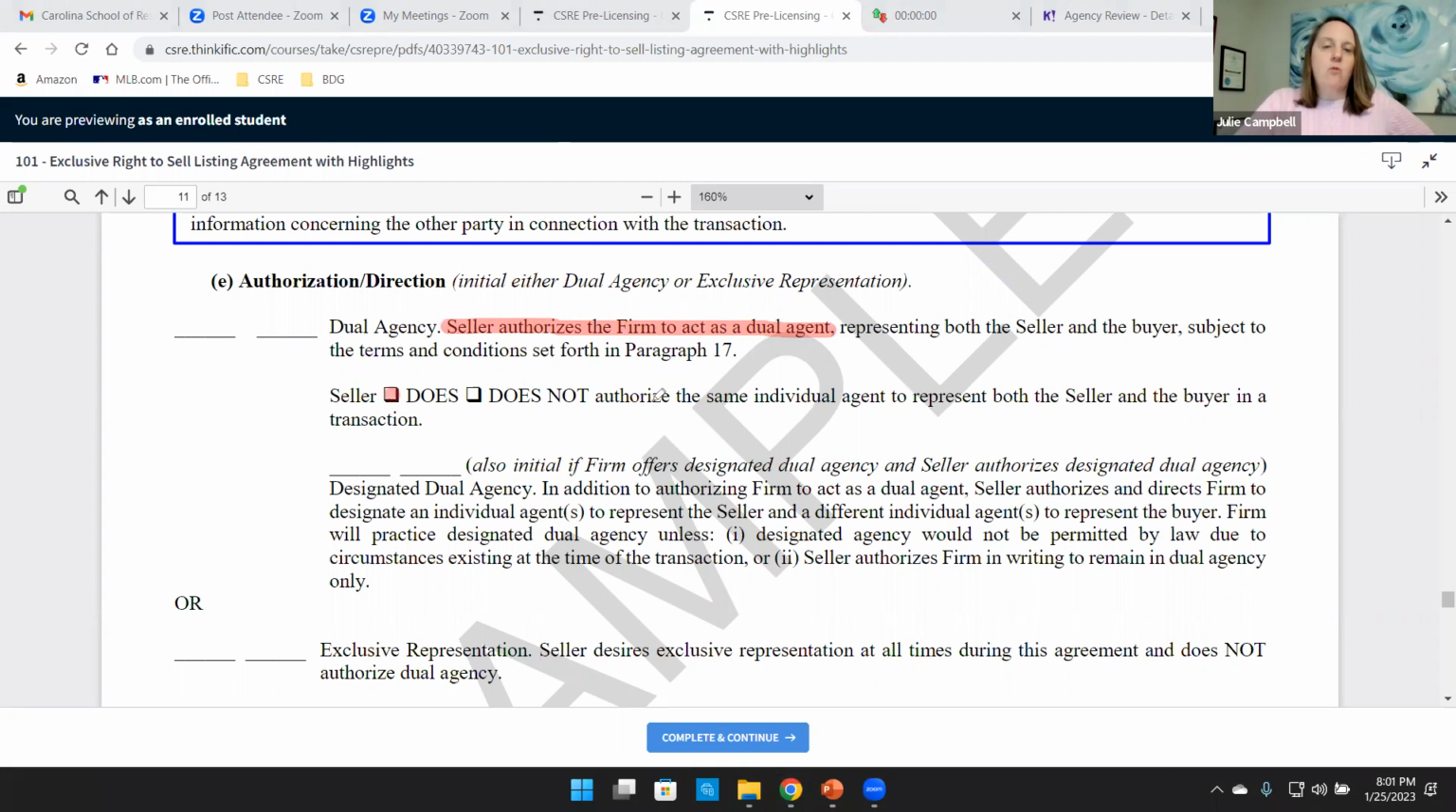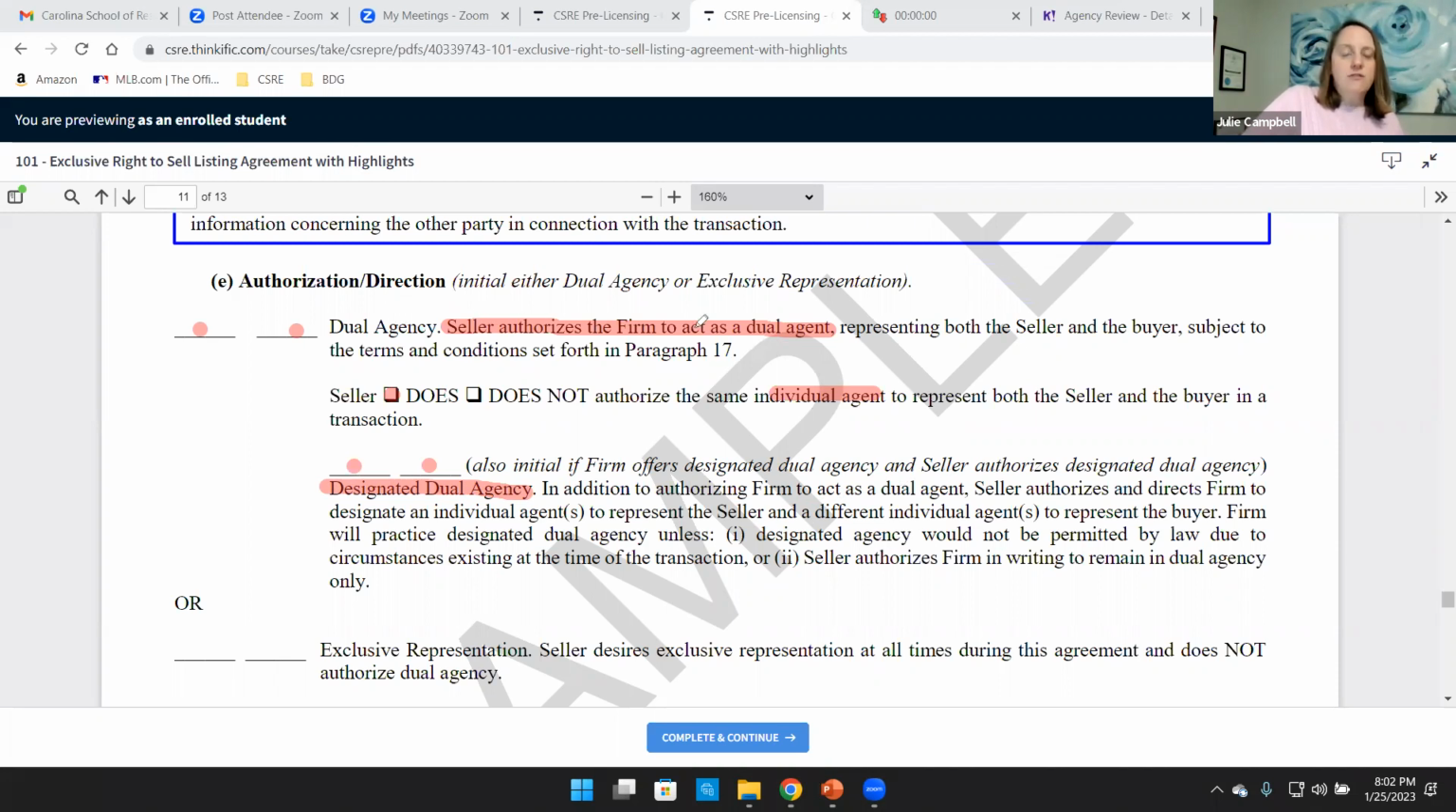Seller may or may not want one agent, the individual agent, representing both. So the seller may say, I'm okay with dual, but I want the buyer to have a different agent in the firm. They may not want the one doing both. If the seller's initial is yes to dual, then we may have the opportunity to offer, if the firm offers designated dual agency, also initial if firm offers designated and seller authorizes designated dual agency. So if we're going to do designated, we can put it here.